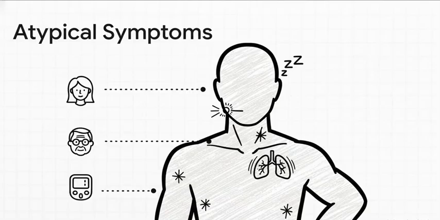And here is a massive NCLEX pearl for you. Not everyone gets that classic crushing chest pain. Women, older adults, and patients with diabetes are notorious for having atypical symptoms. So you have to be on the lookout for complaints like extreme fatigue, just feeling wiped out for no reason, shortness of breath, or even pain in their jaw, their neck, or their back. These can all be signs that the heart is in trouble, so never, ever dismiss them.